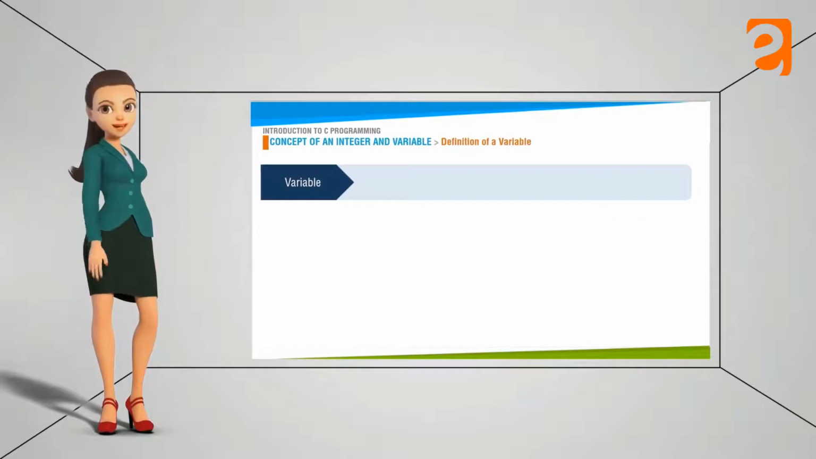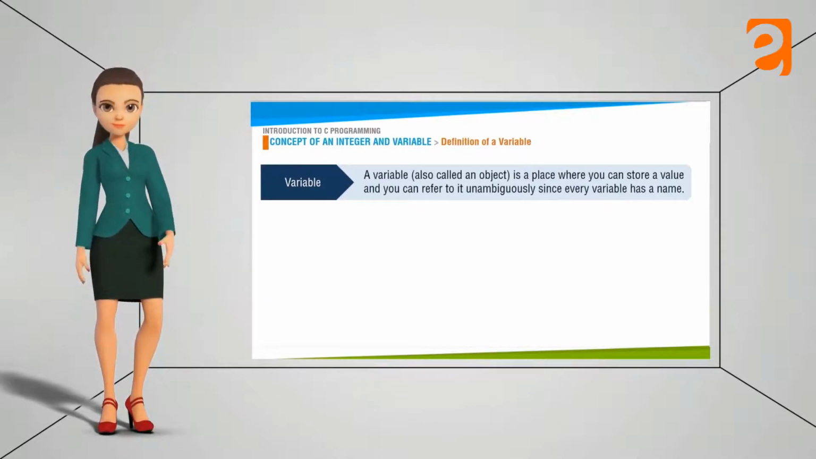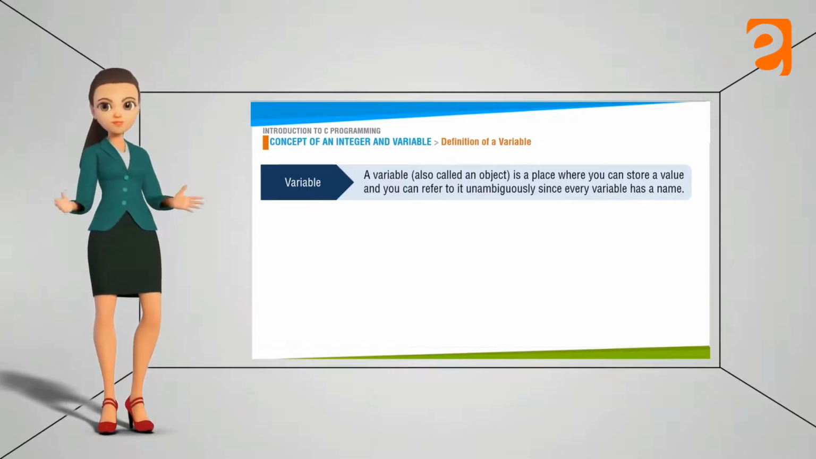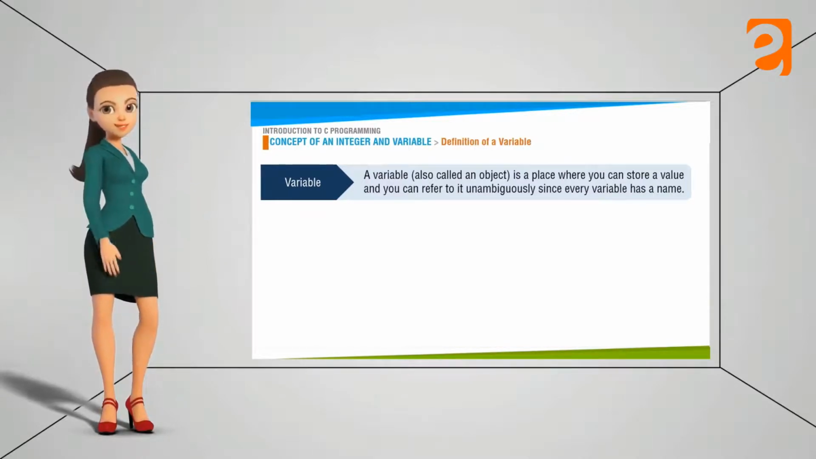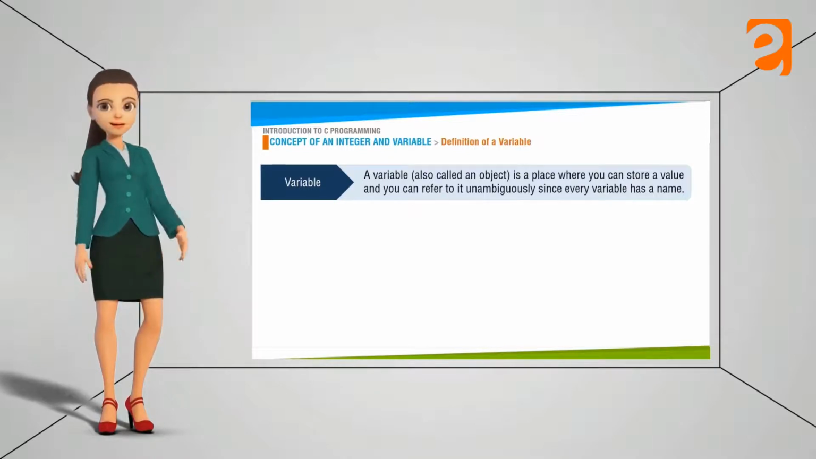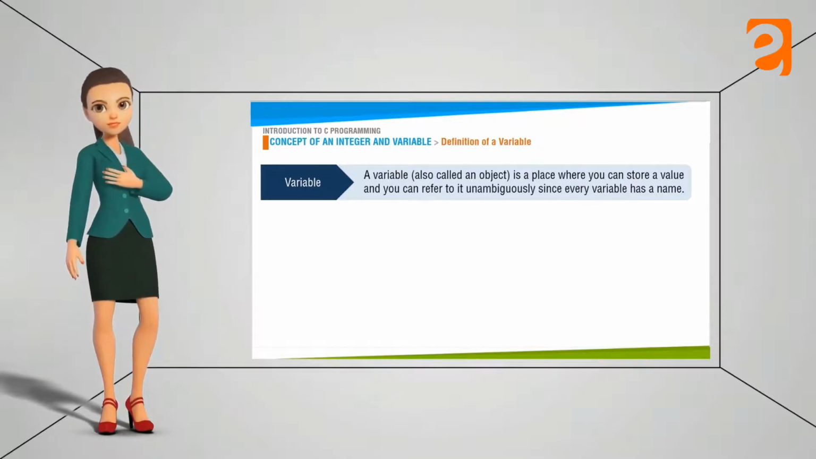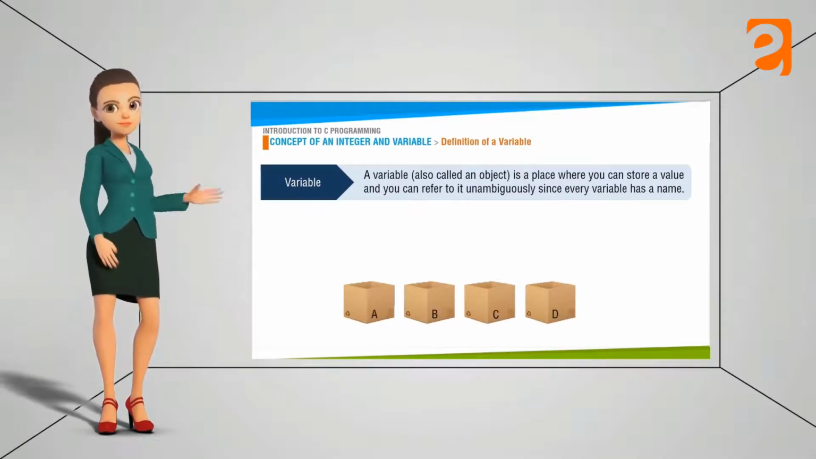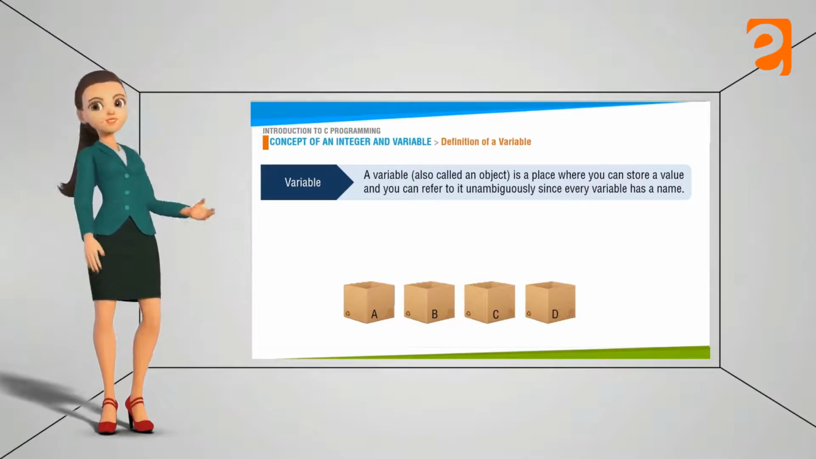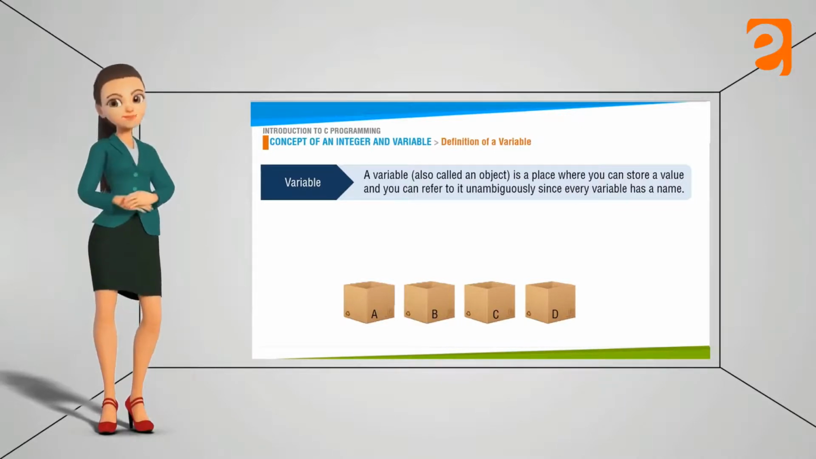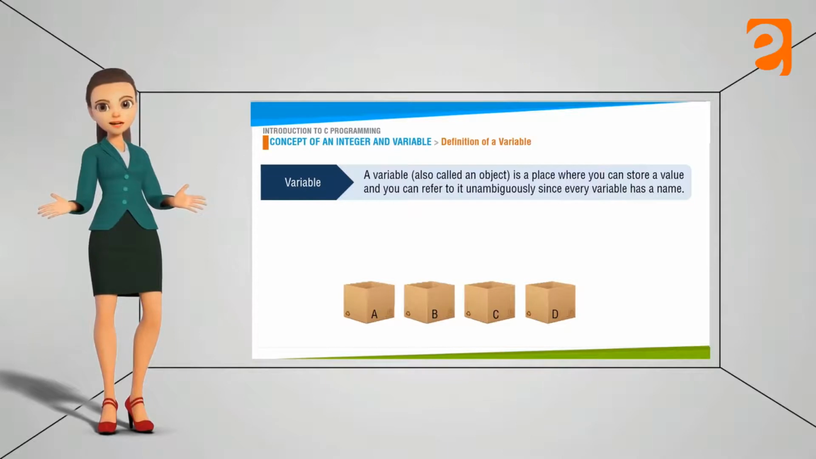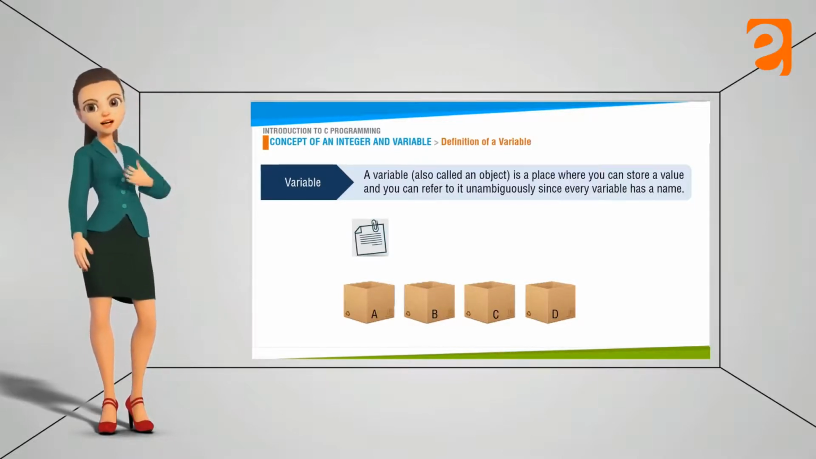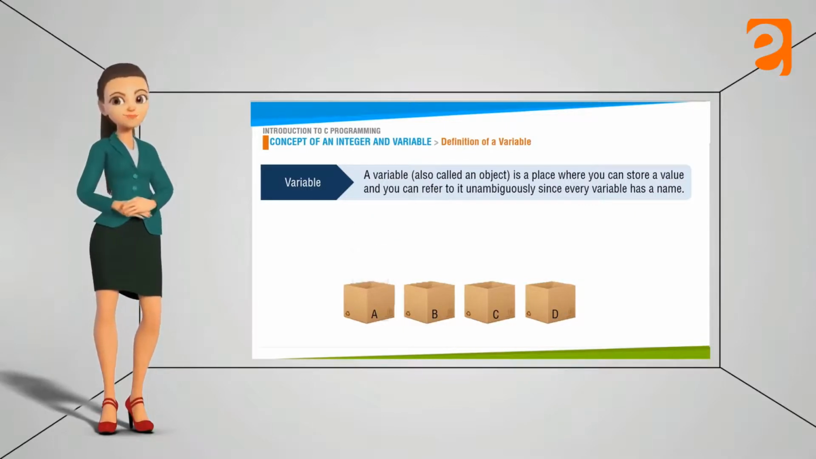Let us now look at variables. A variable, also called an object, is a place where you can store a value and you can refer to it unambiguously since every variable has a name. You can think of the variables in your program as a set of boxes, each with a label giving its name. You might imagine that storing a value in a variable consists of writing the value on a slip of paper and placing it in the box.